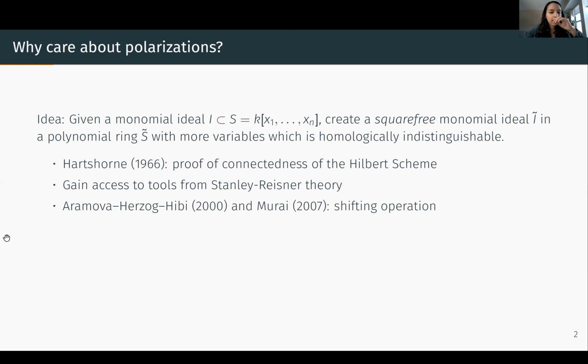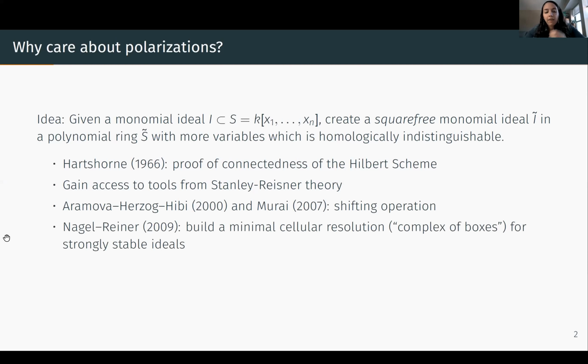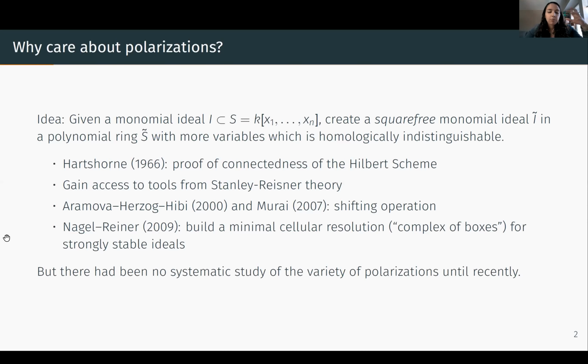This also appeared in work of Eremova, Herzog, Hibi, and Murai. They worked with these things called shifting operations, which are also a form of polarization. And then Nagel and Reiner used a polarization that I'm going to refer to as the box polarization to build a minimal cellular resolution for strongly stable ideals. But before some of the recent work that I'm going to talk about, there hasn't really been a systematic study of polarizations.